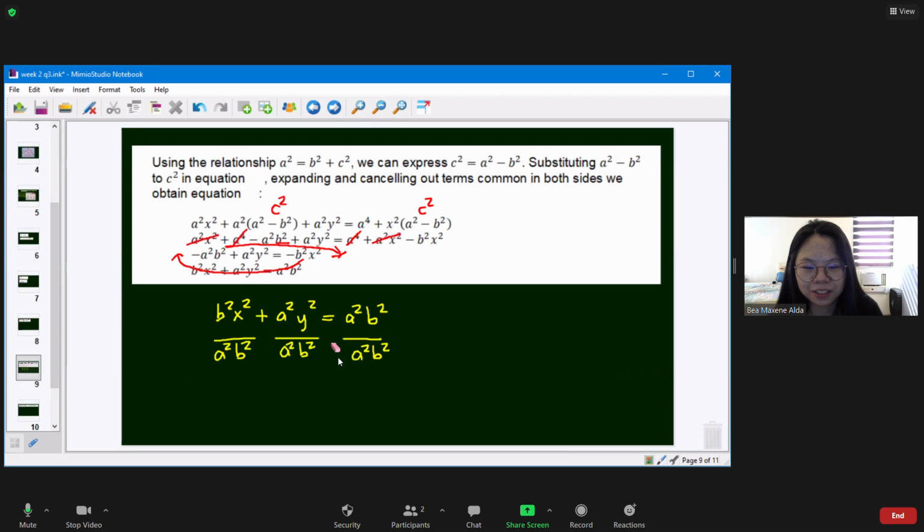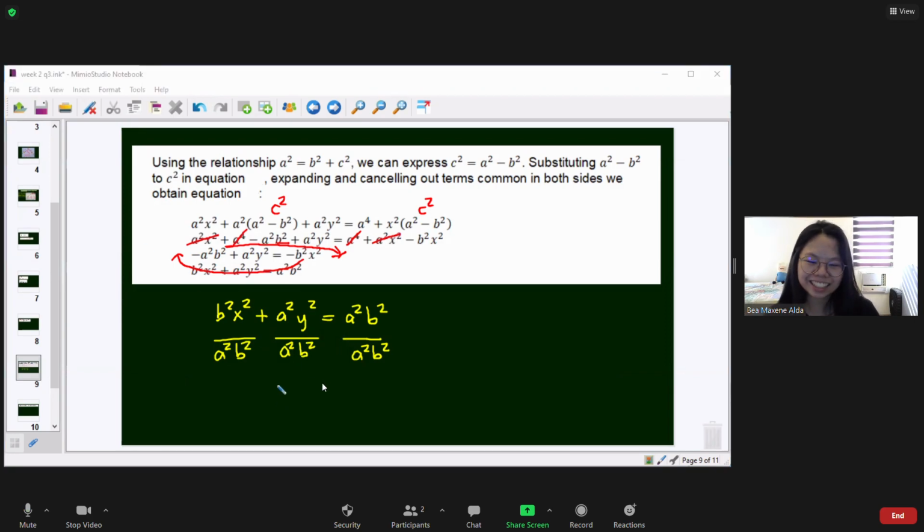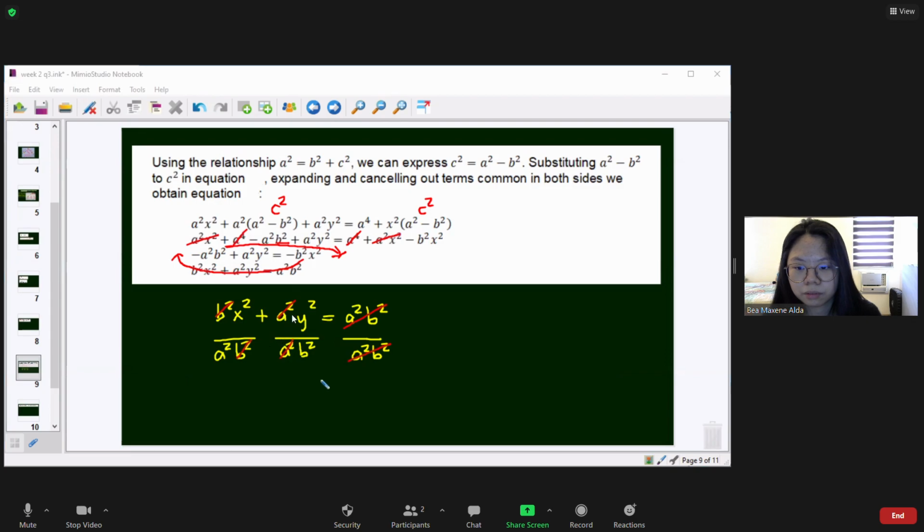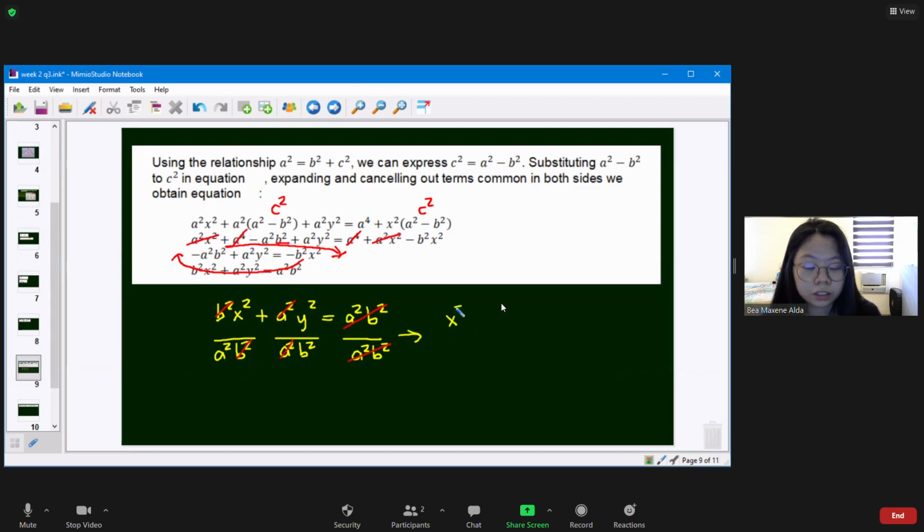Yan, try natin na konti para magmukha namang na-divide siya. So, this one, on the right, maka-cancel siya, right? And then, magiging 1 na lang siya. And then, on the left, yung b squared, maka-cancel. Like so. And then, yung a squared, maka-cancel. Giving us x squared over a squared plus y squared over b squared is equal to 1. There we go.